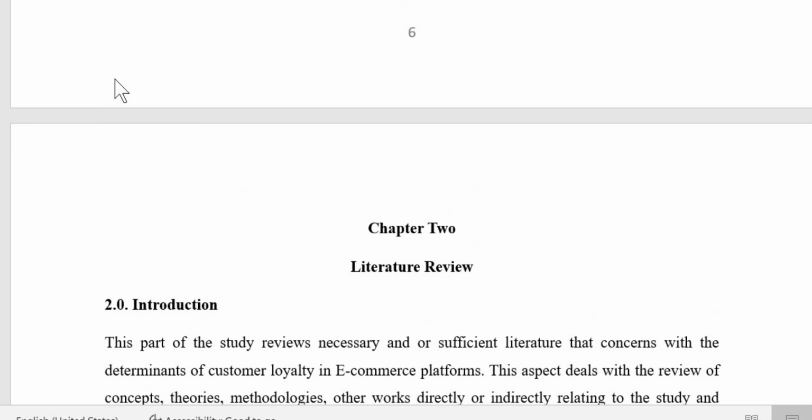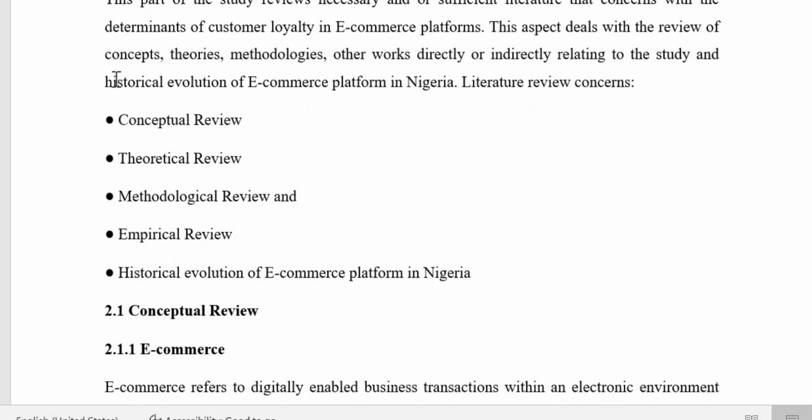Then the second thing under it is theoretical review. Then after the theoretical review, we have the empirical review. Although this depends on your school and your department; it varies. Some schools prefer dealing with theoretical review before conceptual review, before empirical review. But I'm explaining in general concepts now that your chapter 2 is basically your conceptual review.